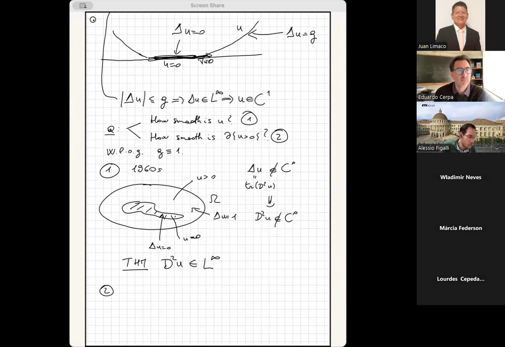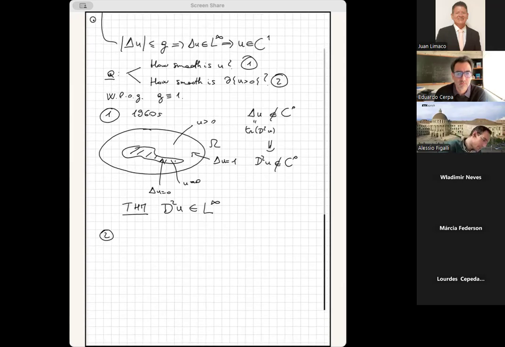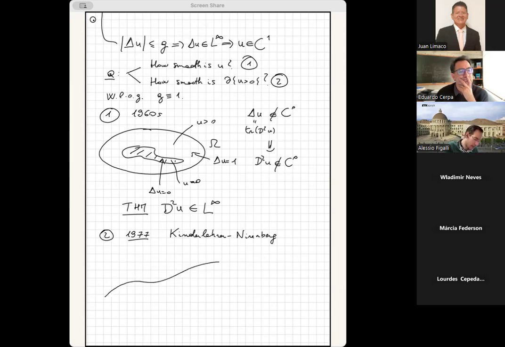Good. So now question two: how smooth is the free boundary? For the free boundary, the story is more complicated. In 1977, there was a result by Kinderlehrer and Nirenberg that proved the following fact. They say the following: suppose that I am in the following situation.